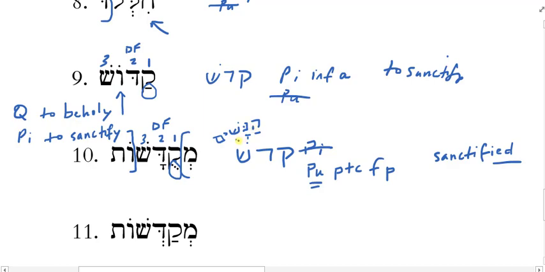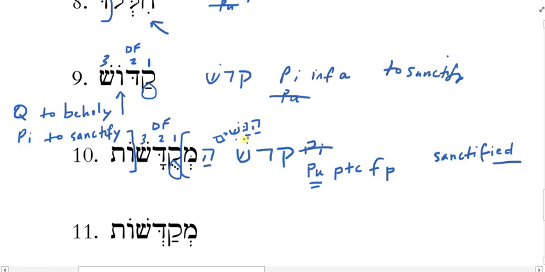Yes, hopefully they're womanly women, right? Hanashim, the women, ha mukudashot. What kind of participle is that? Attributive, predicate, or substantival? It's attributive. It follows the noun, agrees with the noun in gender, number, and definiteness.